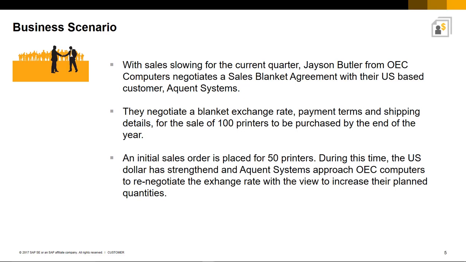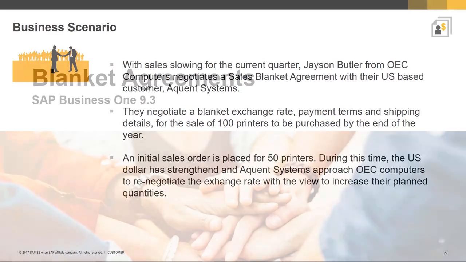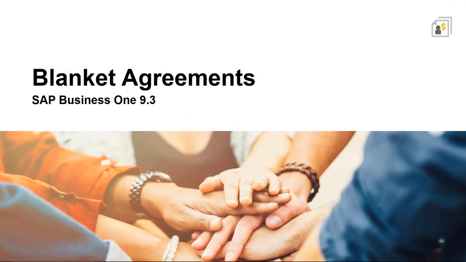An initial sales order is placed for 50 printers, and during this time the US dollar has strengthened and Accruent Systems approach OEC Computers to renegotiate the exchange rate with the view to increase their planned quantities. So let's have a look at this business scenario in SAP Business One, Release 9.3.